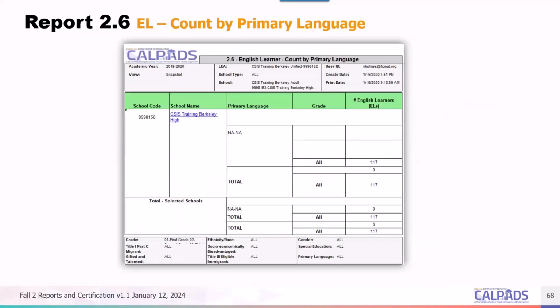Report 2.6 EL count by primary language. Again, this is your census day count of just English learners. In fall one, we have the English language acquisition status, which had every student's English language acquisition status as of fall one. This is specific to ELs.